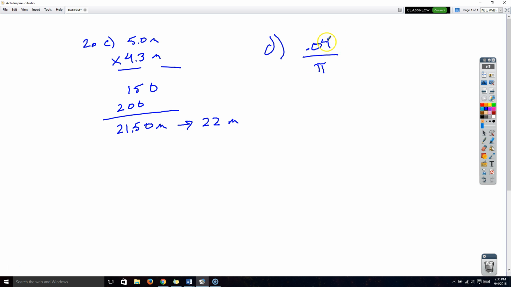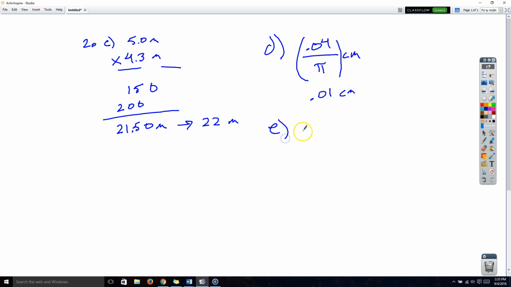So this 0.04, and remember this is all centimeters here, 0.04 divided by pi. 0.04 only has one significant digit. This 0 is just a placeholder. If we made this in scientific notation, it would be 4 times 10 to the negative 2. So we're going to take 0.04 divided by pi, and we're going to end up with 0.01 centimeters. This one only has one significant figure.